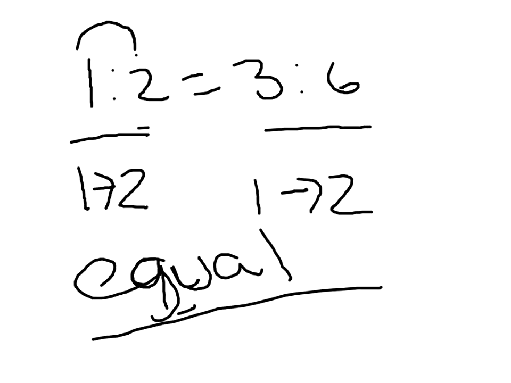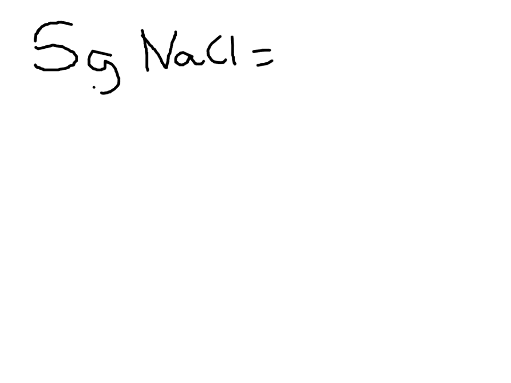Let's do a proportion ratio problem so that we can correlate the two things. All right. So let's say we need 5 grams of sodium chloride. I know it's not nearly as exciting. Sodium chloride into 1,000 mils of a solution.